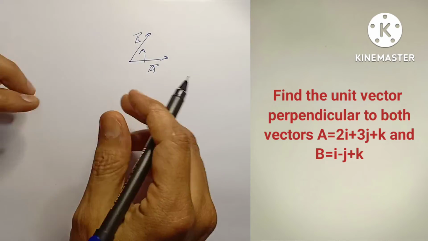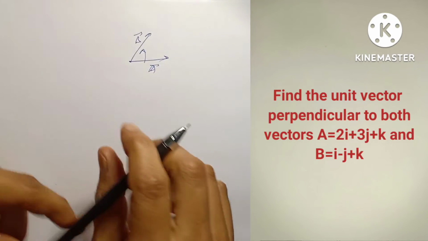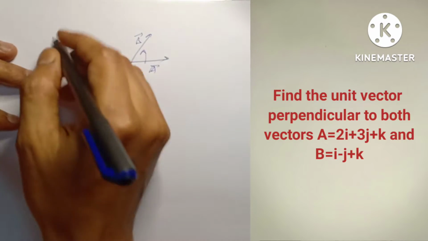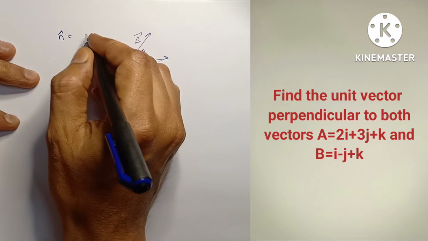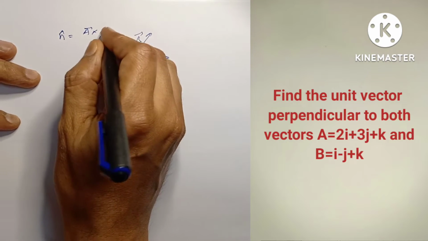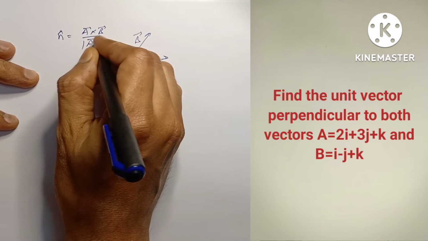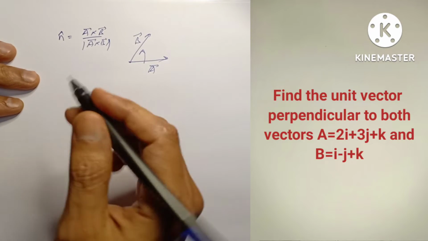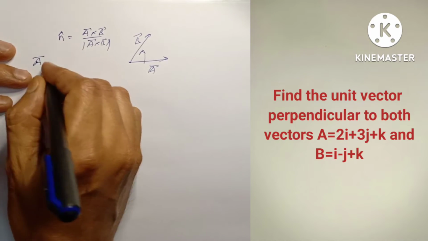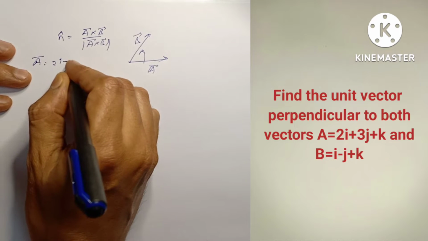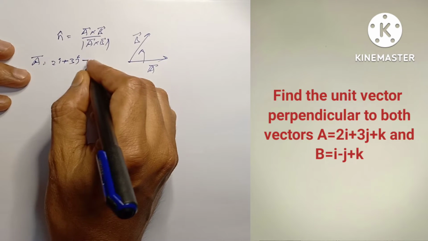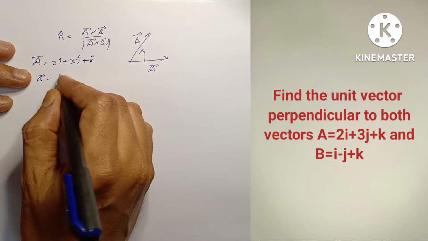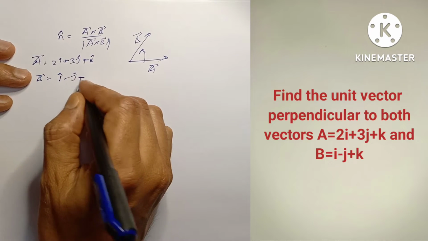So find the unit vector along this direction, which is the cross product of two vectors, unit vector of a cross b. So how can we get this unit vector? n cap equals a vector cross b vector divided by mod of a cross b. Here given a vector equal to 2i cap plus 3j cap and k cap, and b vector equal to i cap minus j cap plus k cap.